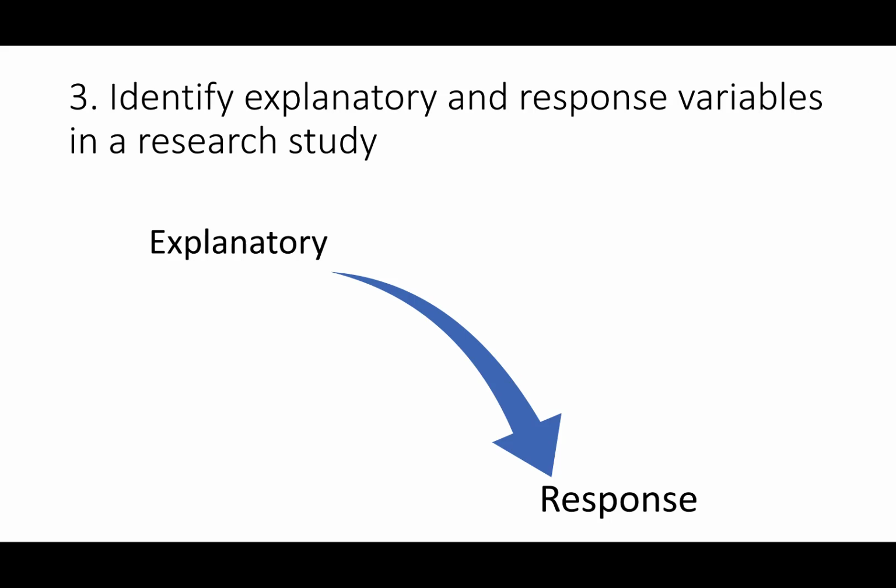Our third learning objective this week is to identify explanatory and response variables in a research study. In some research studies, one variable is used to predict or explain differences in another variable. In those cases, the explanatory variable is used to predict or explain differences in the response variable. The explanatory variable is also known as the independent variable or predictor variable. If you're graphing the data, this would go on the x-axis, which is the horizontal axis.